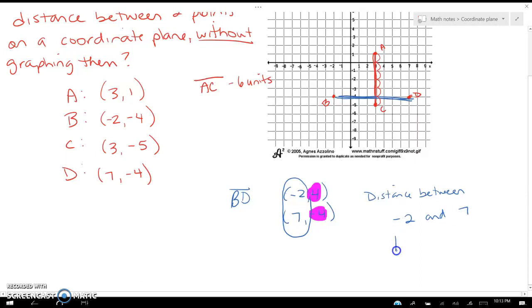So I can just use absolute value, right? So the absolute value of -2 is 2 and 7 is 7. So to find the distance between the two, I add them together. Right? Because it would take me 2 jumps to get back to 0. So my absolute value would be 2. And then 7 jumps if I needed to get back to 0. So my absolute value of 7 is 7. Add those together and I have 9 units.